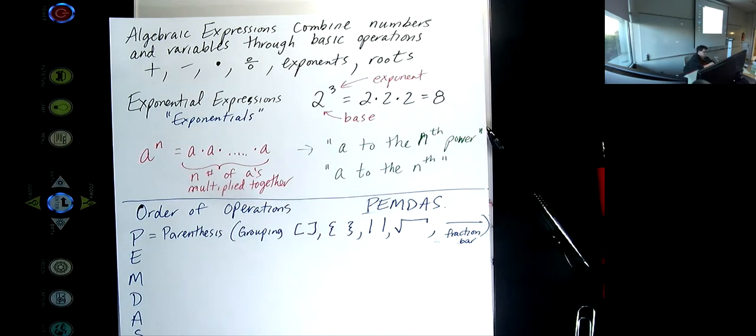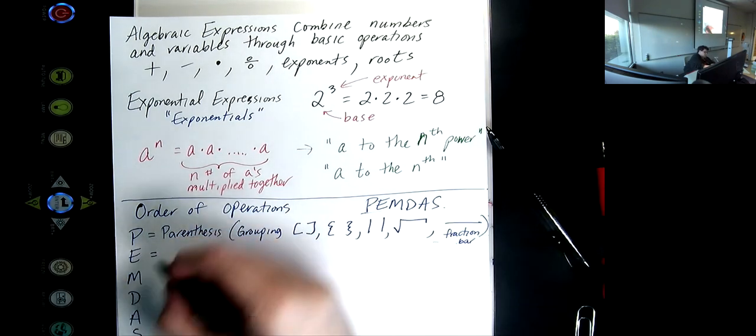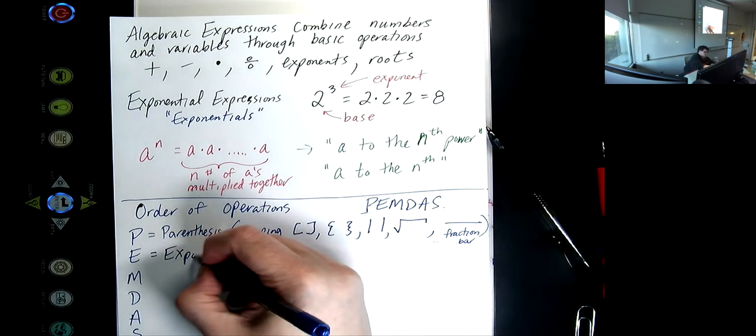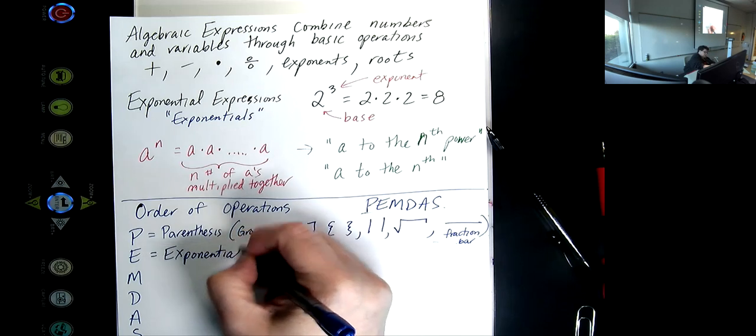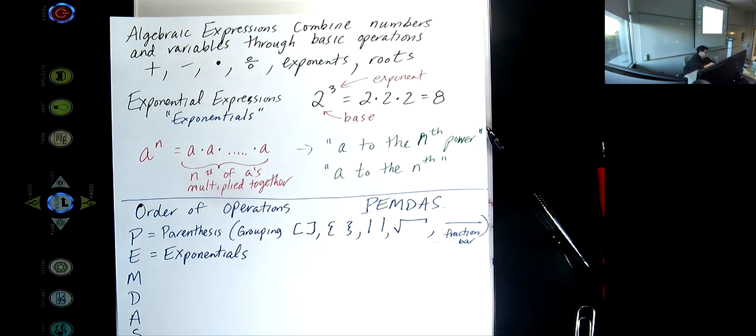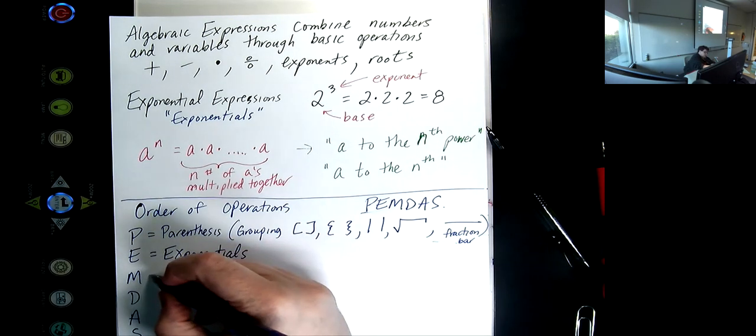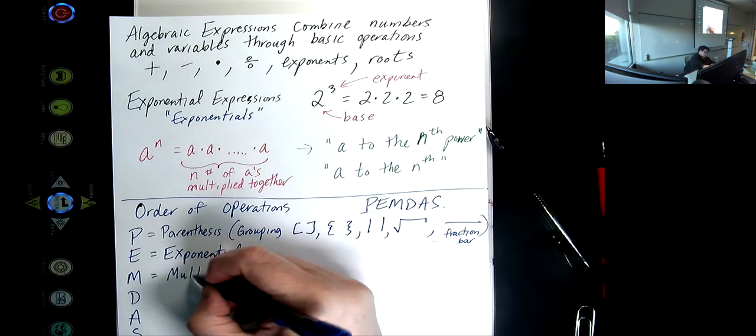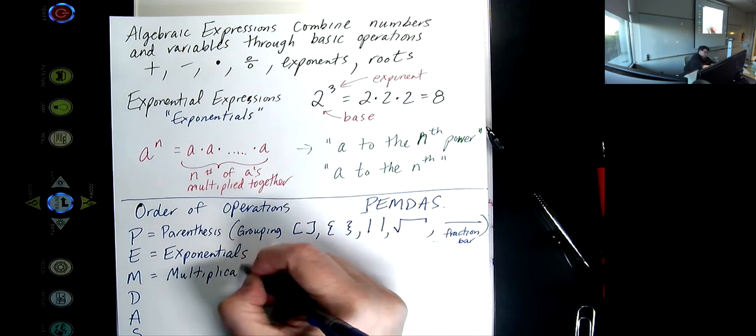So P is really like a G might be a better word, and I've seen some teach it with a G. I'm not going to because I like my phrase that I use with it. E is for exponentials. These are the orders we do things in, and we'll do them in a second. I'm sure you've all seen these before at some point, whether you remember it or not.